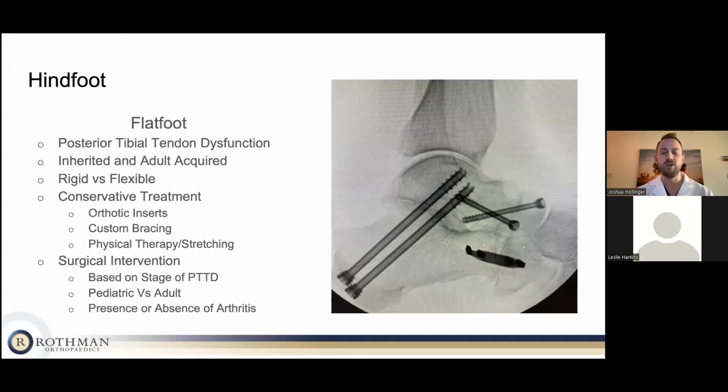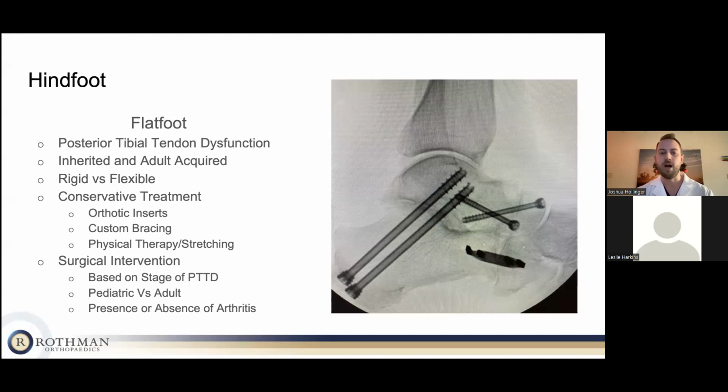It can be rigid or flexible. So there are times when that flat foot, I can take and shape that arch back in my hands, and other times where there's no budging in it at all. From a conservative perspective, the first thing we'll usually do is an ankle brace to reduce the pain and tenderness over the posterior tibial tendon.